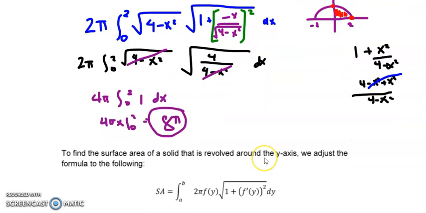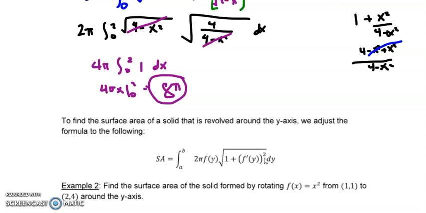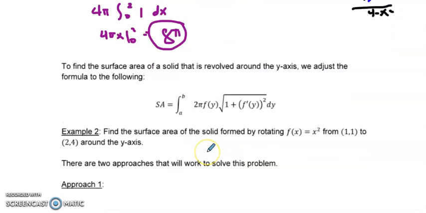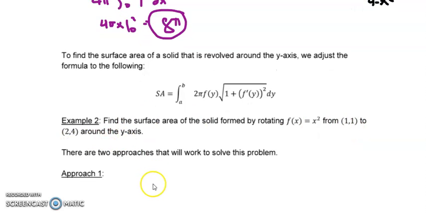All right, let's do another one. Let's go instead around the y-axis. So when we revolve around the y-axis, we need limits of integration, but I'm not going to go there on the limits of integration yet. What we need, we have to replace the f of x here with f of y. We have to replace the f prime of x with f prime of y. Okay, so let's find the surface area when we rotate y equals x squared from the point 1, 1 to the point 2, 4, but around the y-axis.